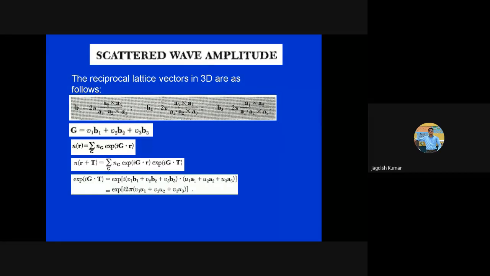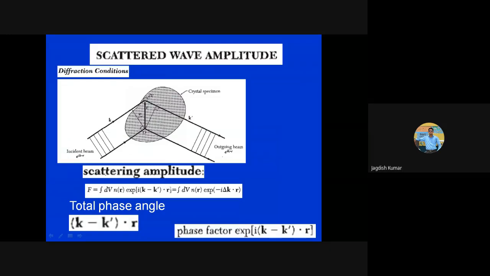Now, if it is clear till now, let us move further and try to move to our actual target, which was to obtain the amplitude of the scattered wave, right? So now let us refer to this figure here and assume that we have a crystal. This is our crystal specimen, suppose this shaded area, which is containing many atomic planes arranged in the crystal.